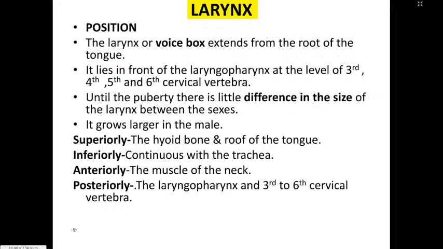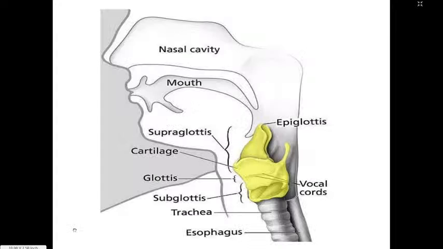Inferiorly it is continuous with the trachea. So it's a continuous windpipe. Anteriorly there are muscles of the neck. Posteriorly there is the laryngopharynx, and the third to sixth cervical vertebrae. So I hope till here we are very clear. This is another diagram. Just spend 1 or 2 minutes on this.